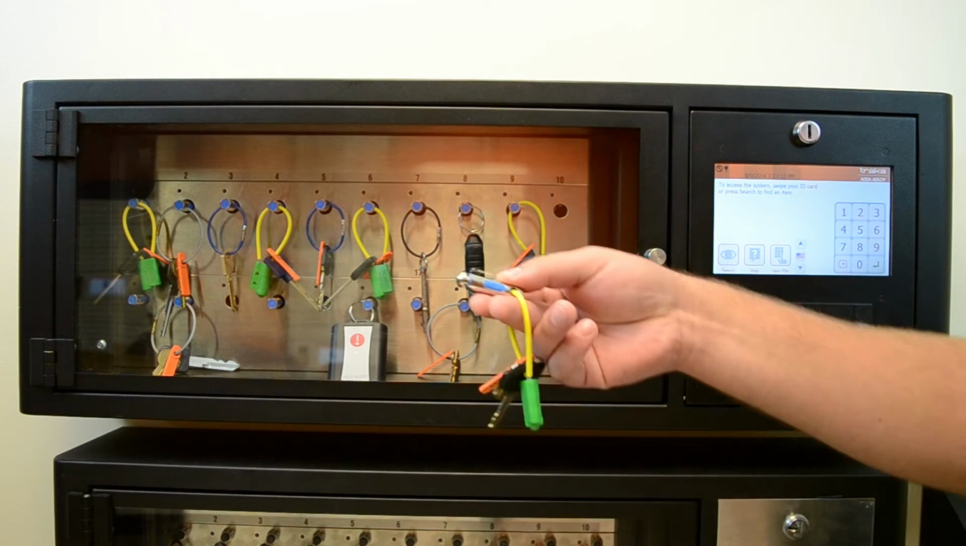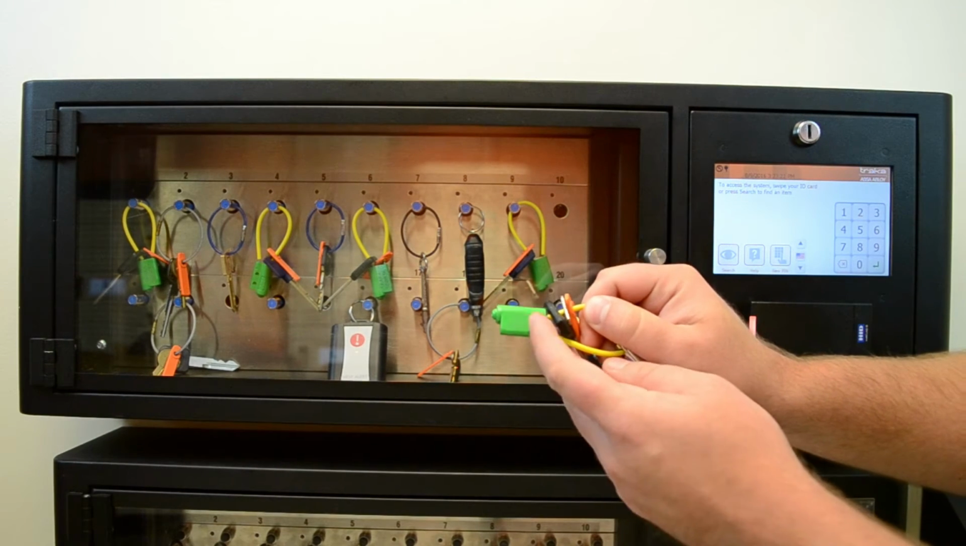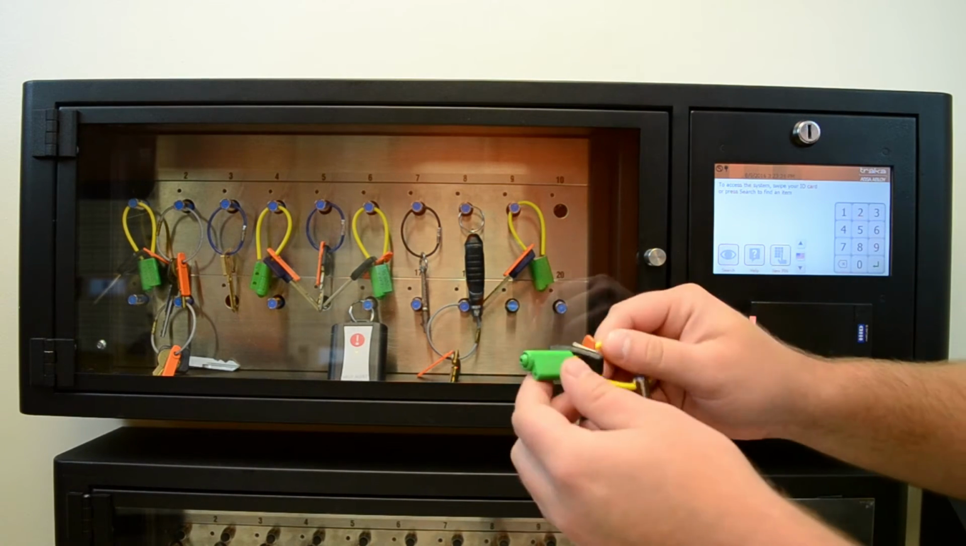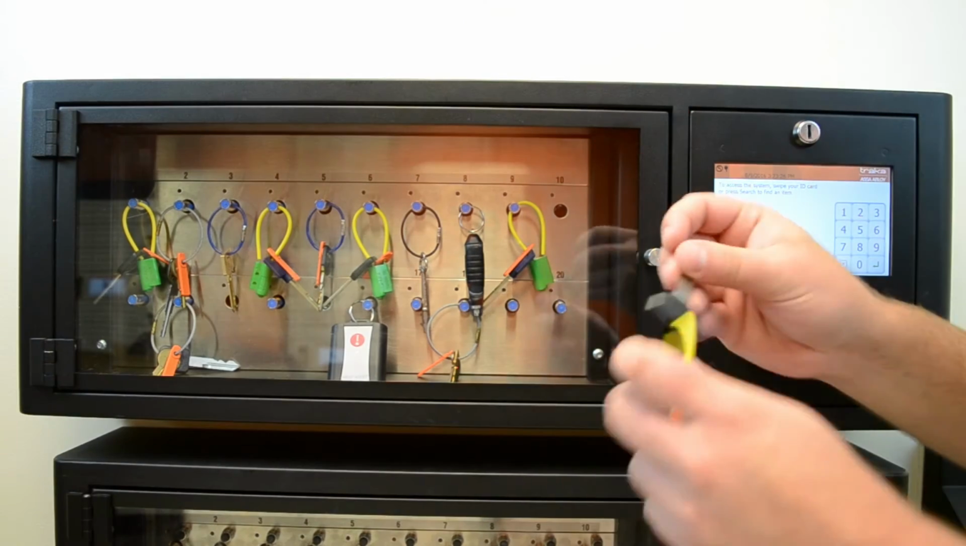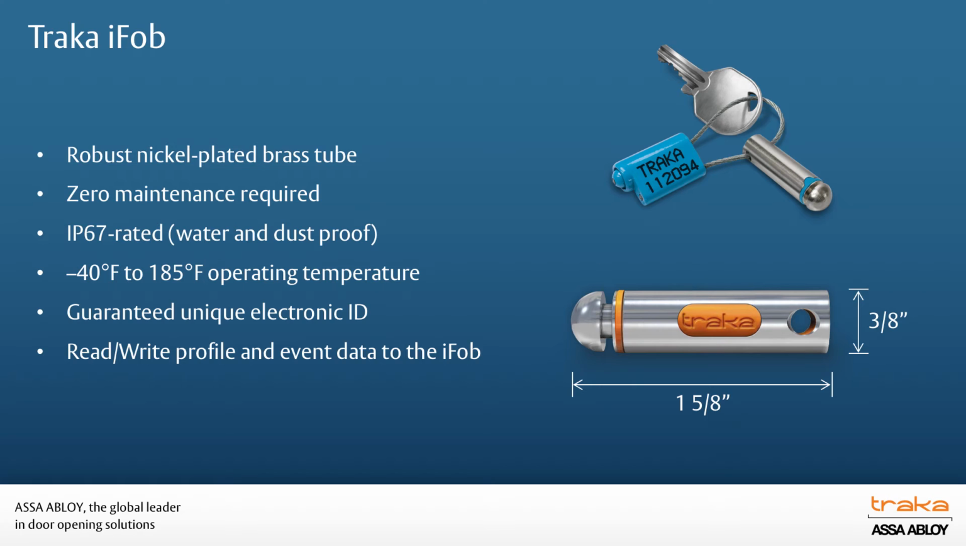Now we'll notice the key that I have out in my possession here has our iFob, or silver bullet, attached to it, the heart of our product. That iFob is security sealed with a uniquely serialized and Traka branded aircraft grade braided steel security seal, and lives with this iFob forever. Now the iFob itself is IP67 rated as waterproof and dustproof.